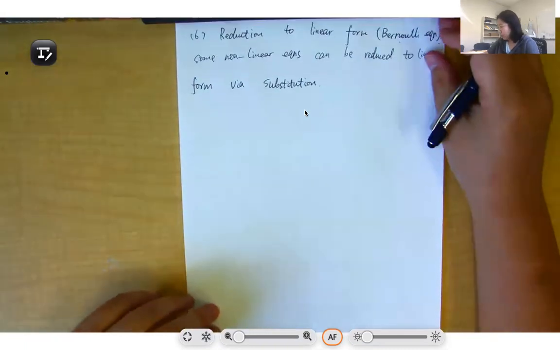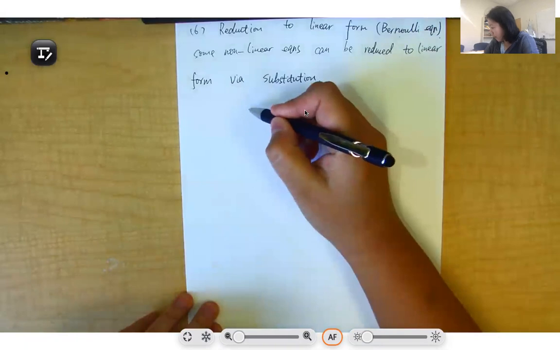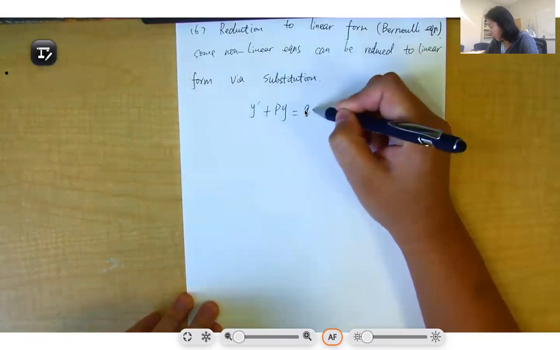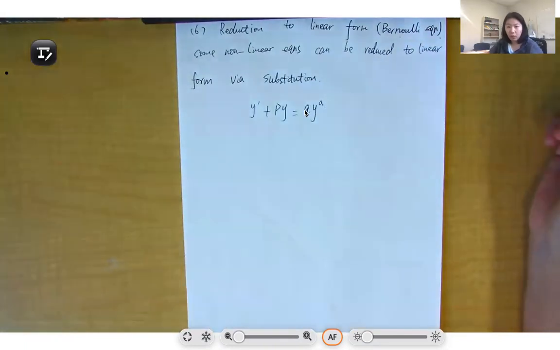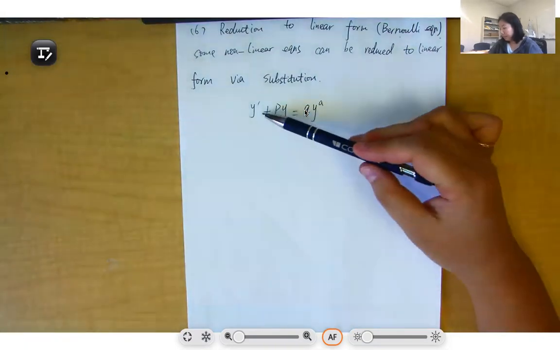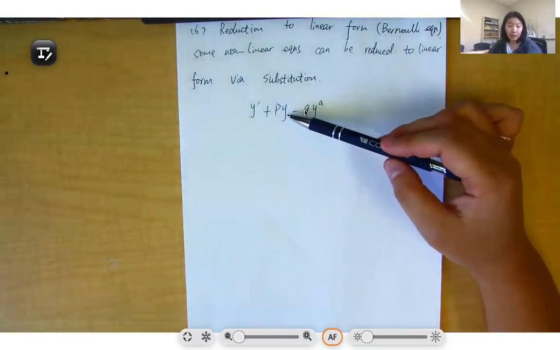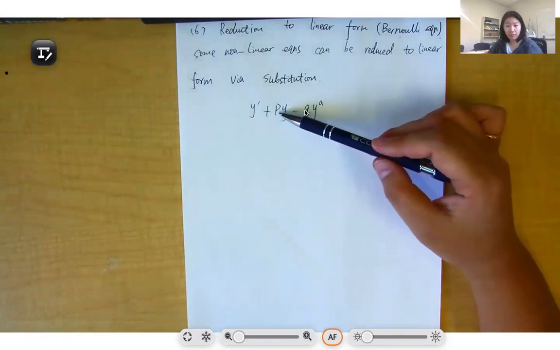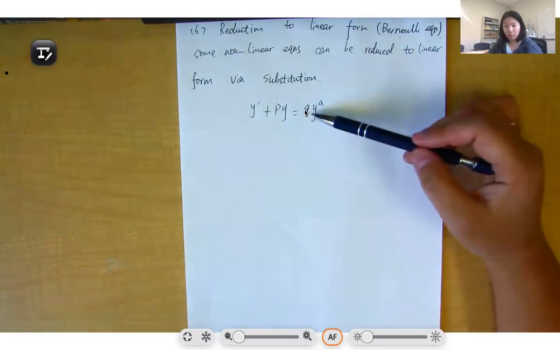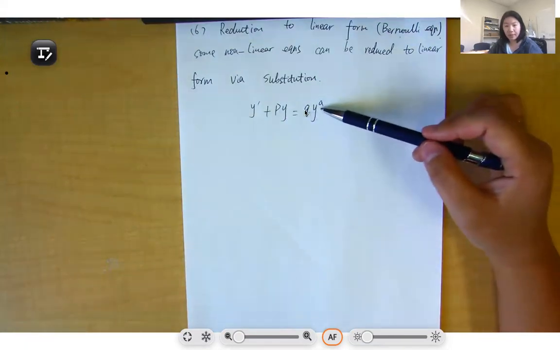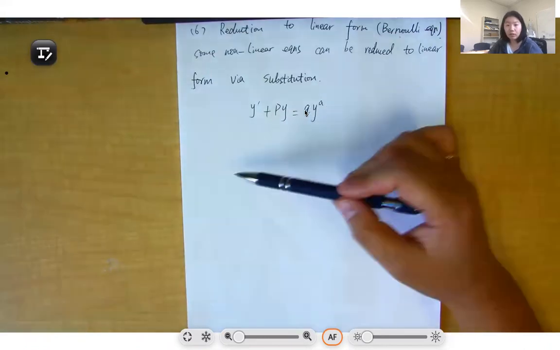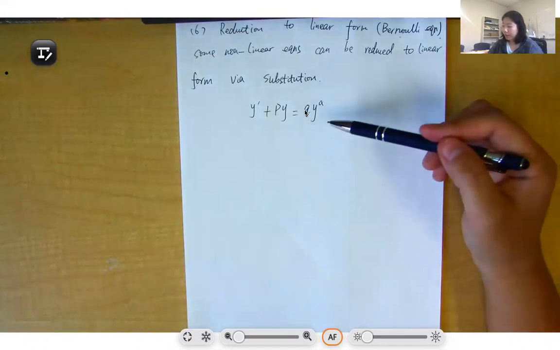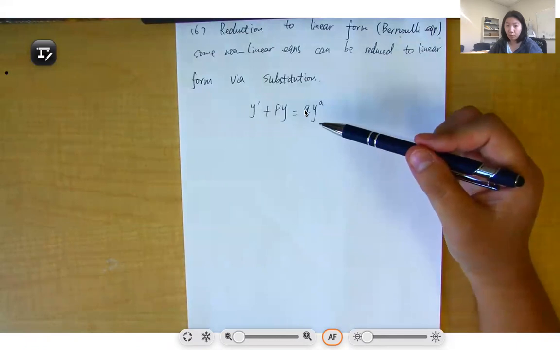And what is the Bernoulli equation? You can see that it is y prime plus p y equals q y to the a's power. The coefficients of y prime and p y are constants or functions of x only, and q is a function of x only, but there is a y to the a's power part. So clearly this is not a linear ODE. Then how can we make such a nonlinear form linear?